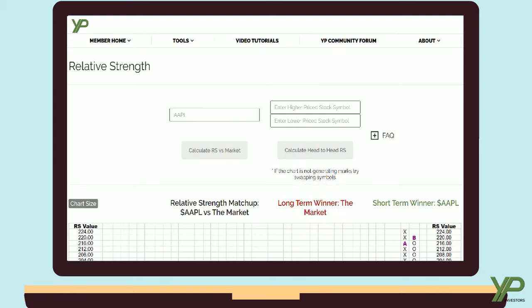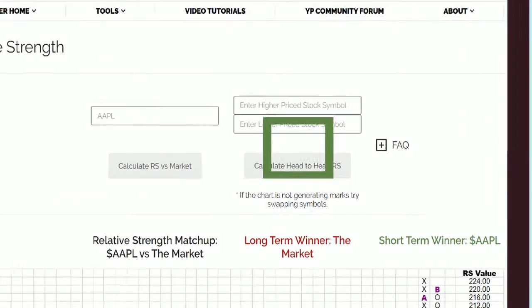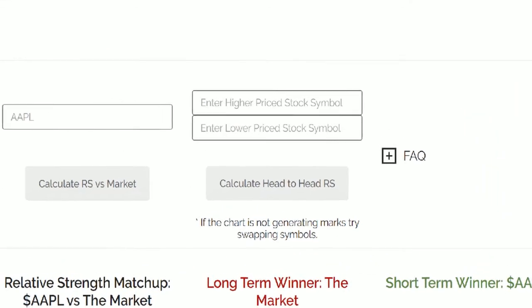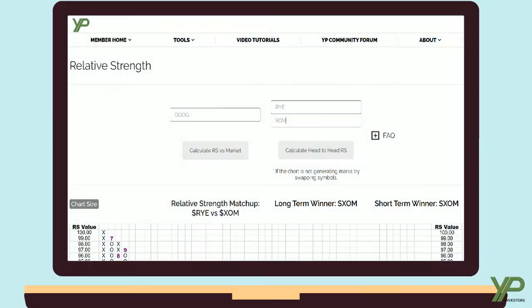Notice that the long-term and short-term winners are displayed in either red or green. Red means losing, and green means winning. Below these results, you'll see a chart for additional analysis. Returning to the top of the page, you'll see two boxes on the right. These boxes are used for head-to-head comparisons of two securities. Whether you are interested in comparing stocks or ETFs, or both, you can enter them into the fields shown. Click the Calculate Head-to-Head RS button, and the short-term and long-term winners will be displayed.